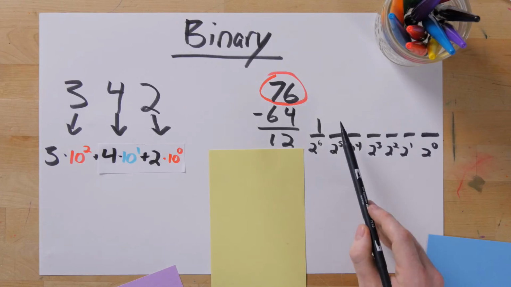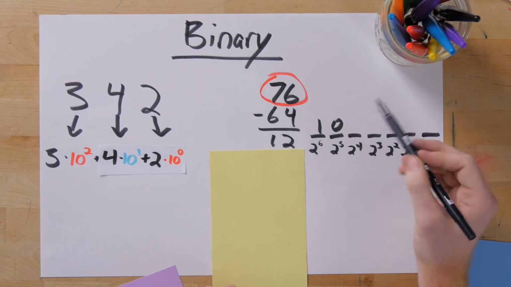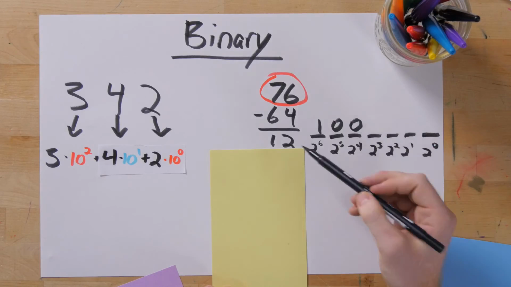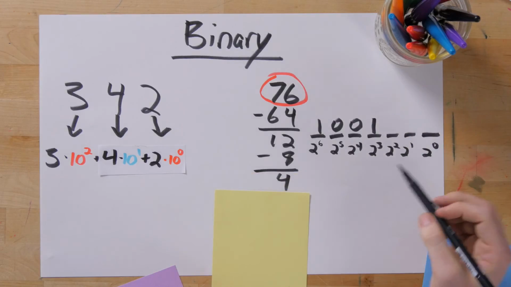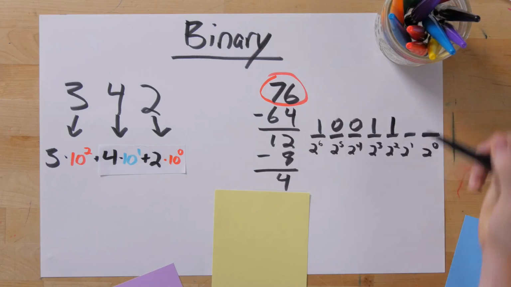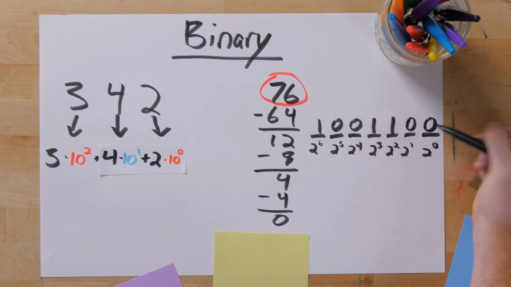2 to the 5, which is 32, is too big, so I'll put a 0. 2 to the 4, which is 16, is still too big, so I put a 0. 2 to the 3, which is 8, is small enough, so I subtract that and put a 1. Now I'm down to 4. 2 to the 2nd is 4. Oh, perfect, so I put a 1 here. I subtract it, I'm all done, so I just finish out my zeros.